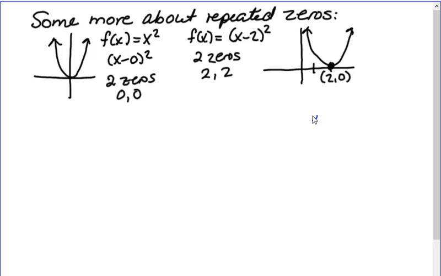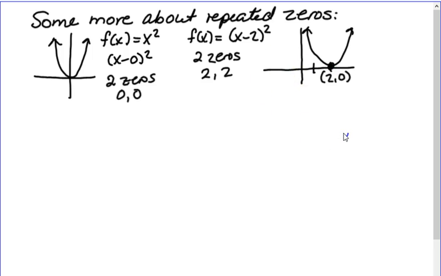Now, the way you can tell that there is a repeated zero, a double zero, is if the graph just touches the x-axis. Actually, it could be repeated even 4 times or 6 times or any even number of times too, but we're going to just stick with: if it touches the x-axis, it is a double zero.